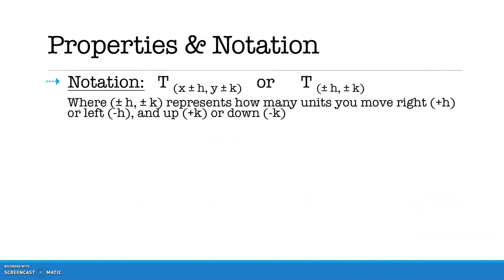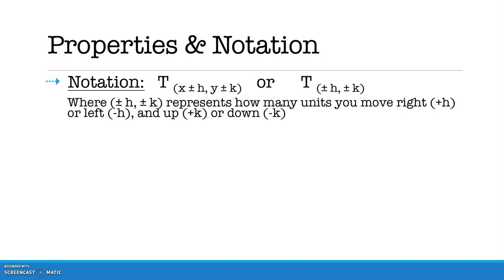The notation of a translation is the capital letter T with h and k in the subscript. So h is going to be the value that you add to your x coordinate to move your figure either to the right or to the left. And your k value is the value that you add to your y coordinate to move your figure either up or down.